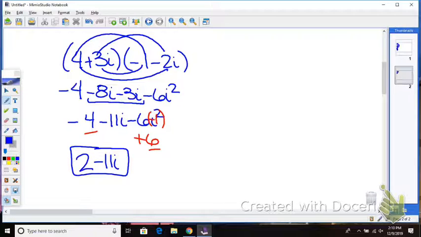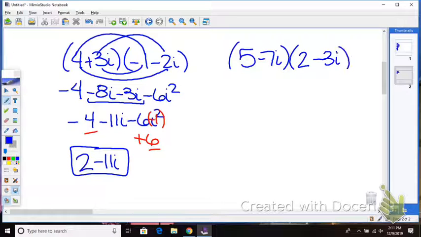I'm going to give you guys one to do on your own, and then I may let you go with your homework. So we have 5 minus 7i times a... And you combine the two middle terms. Minus 3i. You combine the negative 8 and these two. Just add it together. Okay, so do this next one.